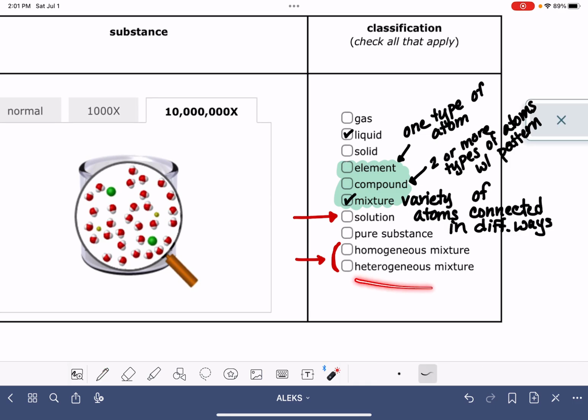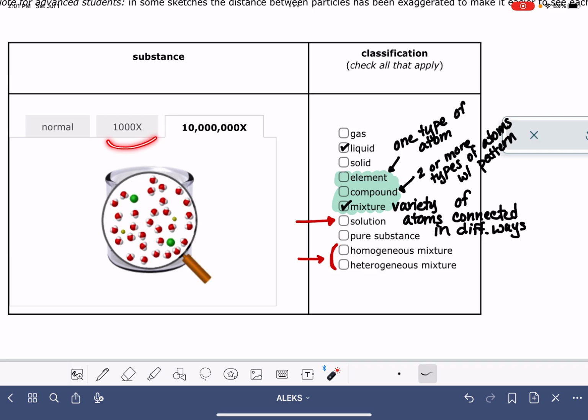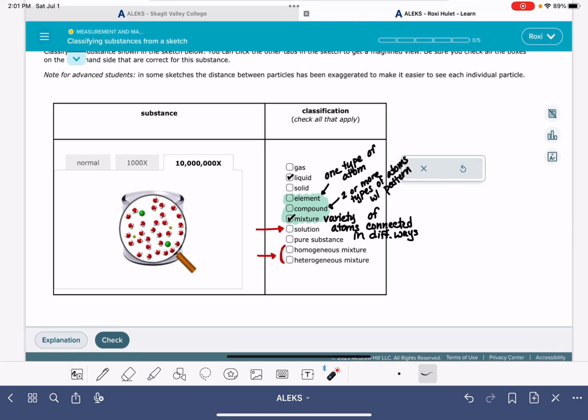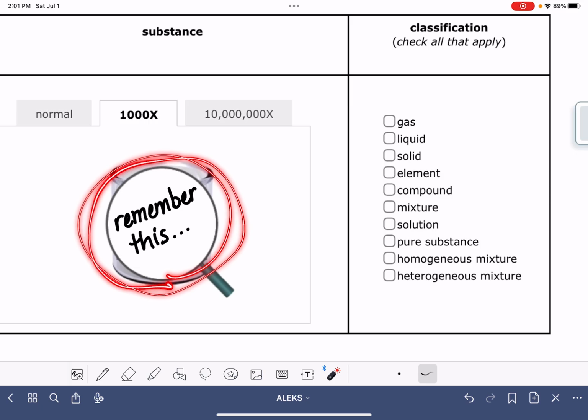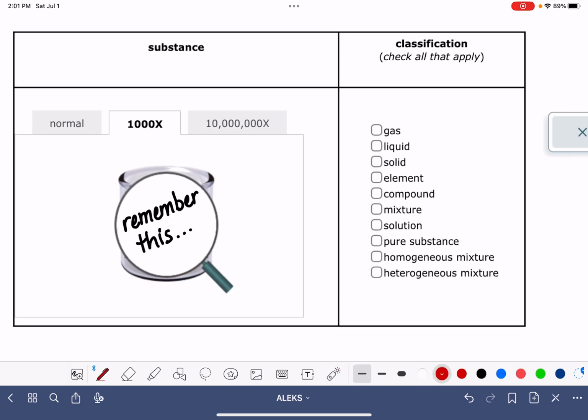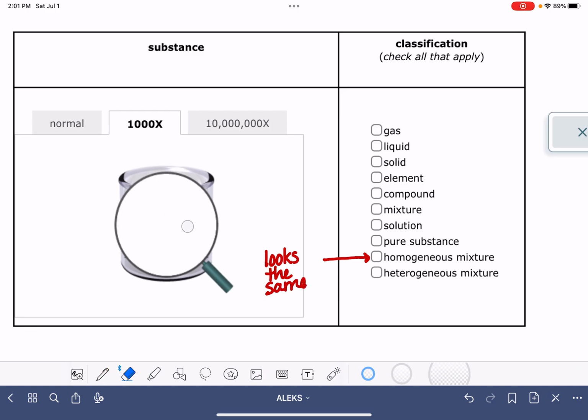Okay, so the way that we're going to classify homogeneous versus heterogeneous is by going back to this 1000 times zoom. At the 1000 times zoom, a homogeneous mixture is a mixture where, if we're looking at it from the 1000 times perspective, everything just looks the same. We just see one thing, or in this case, we kind of see nothing. It just sort of all looks the same. And that is a homogeneous mixture.